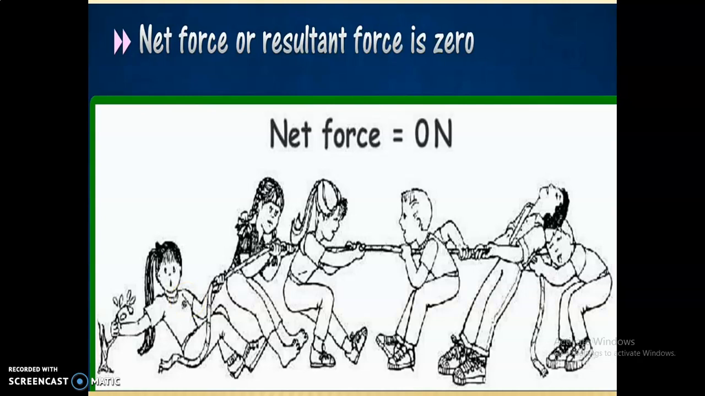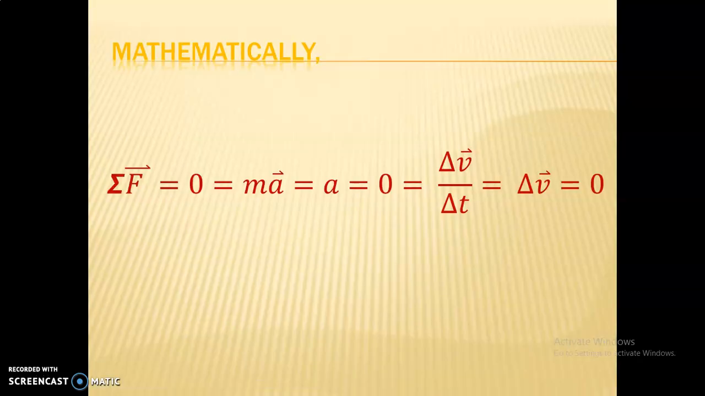So back to what we were saying, the net force or resultant force is 0 when the forces are equal. Let us look at this mathematically, where we say that the summation of the forces acting on both sides will be 0 because the forces are equal.